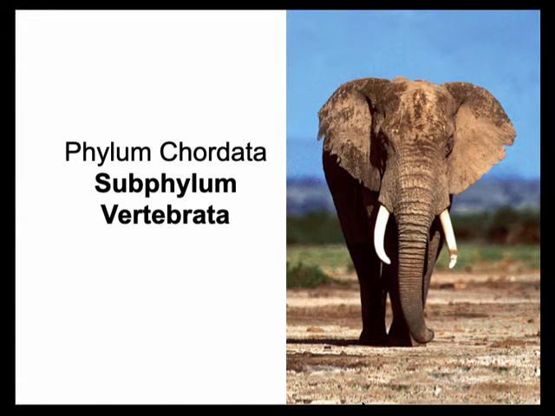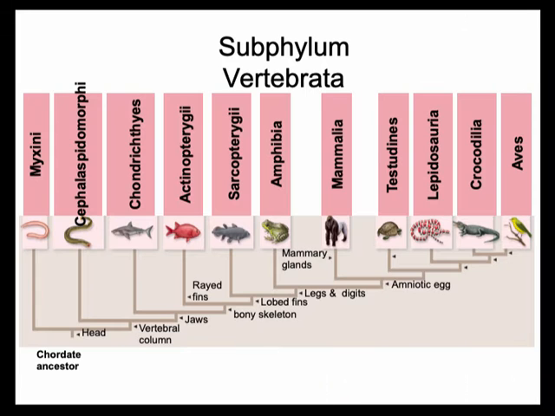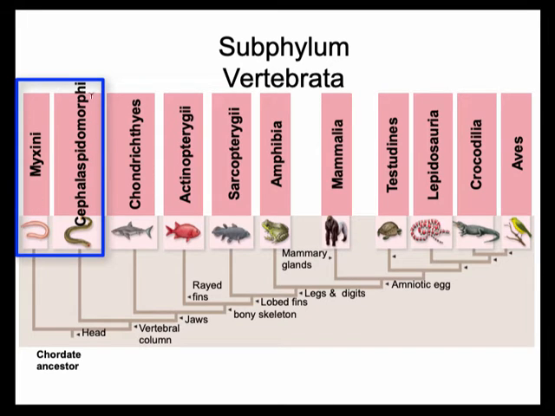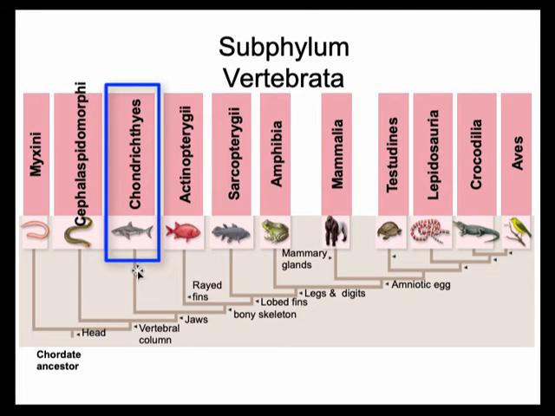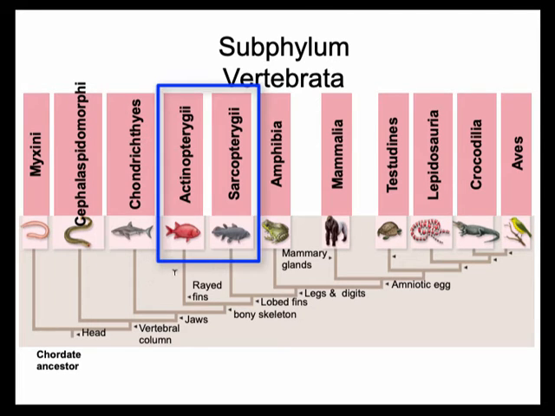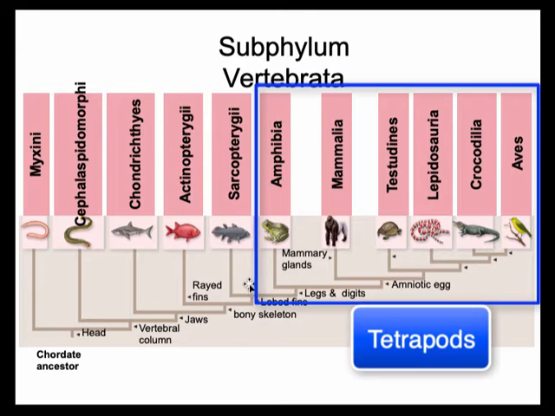So let's look at how the group of vertebrates evolved. And today we have these major groups of vertebrates. We have jawless fishes that include lampreys and hagfish. Then we have cartilaginous fish, such as sharks, bony fishes, and then the tetrapods would include amphibians, mammals, reptiles, and birds.